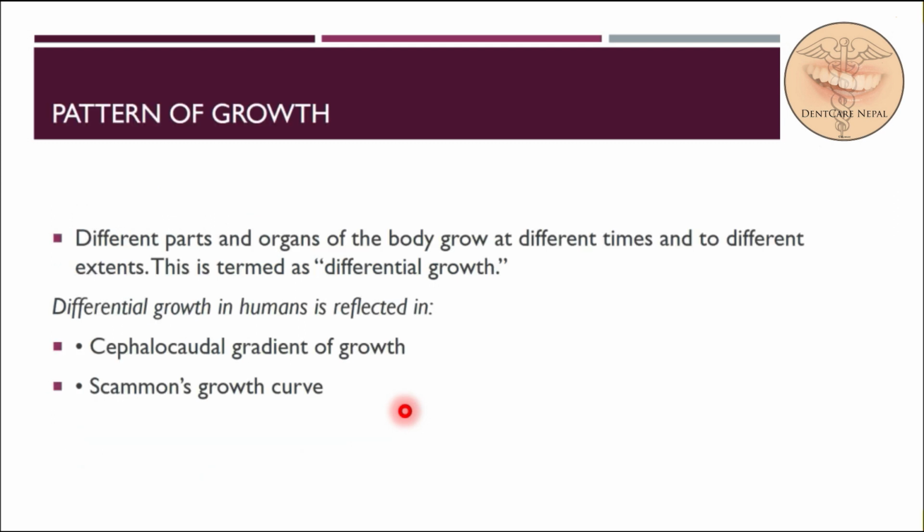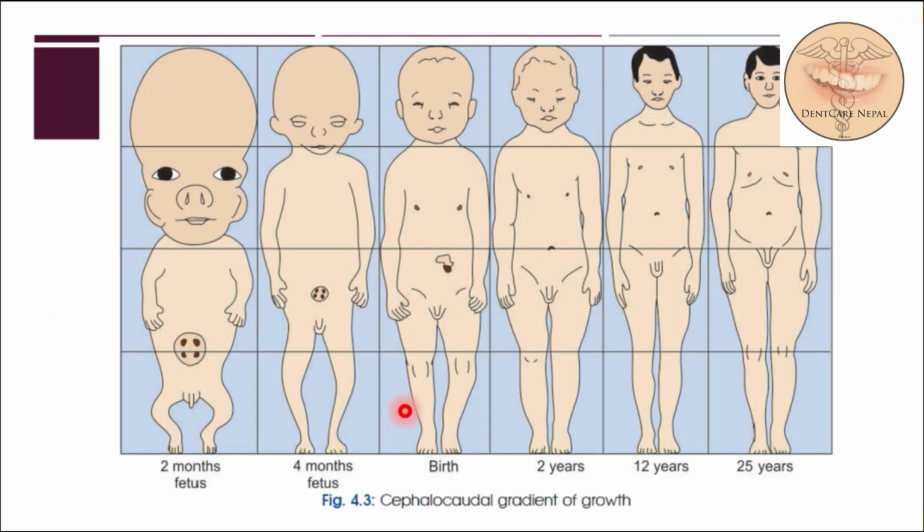Different parts and organs of the body grow at different times and to different extents. This is termed differential growth, which can be seen in humans as basically two things: the cephalocaudal gradient of growth and Scammon's growth curve. They reflect the differential growth in humans.